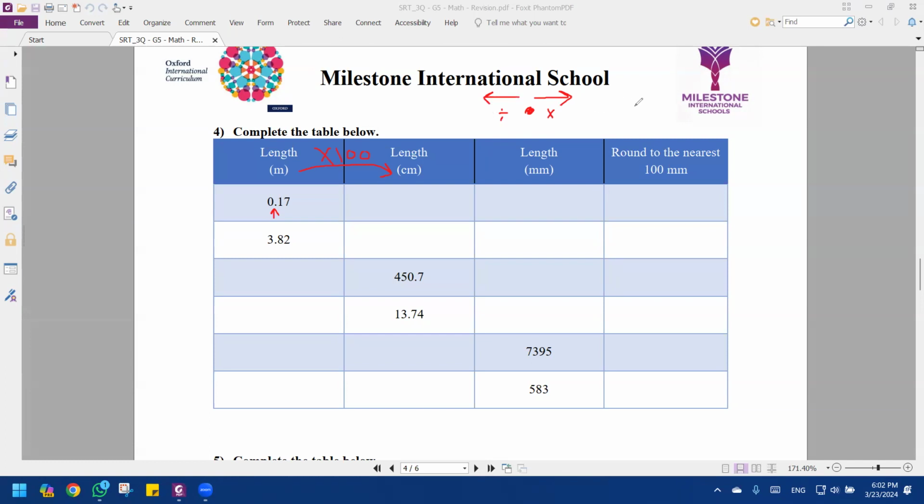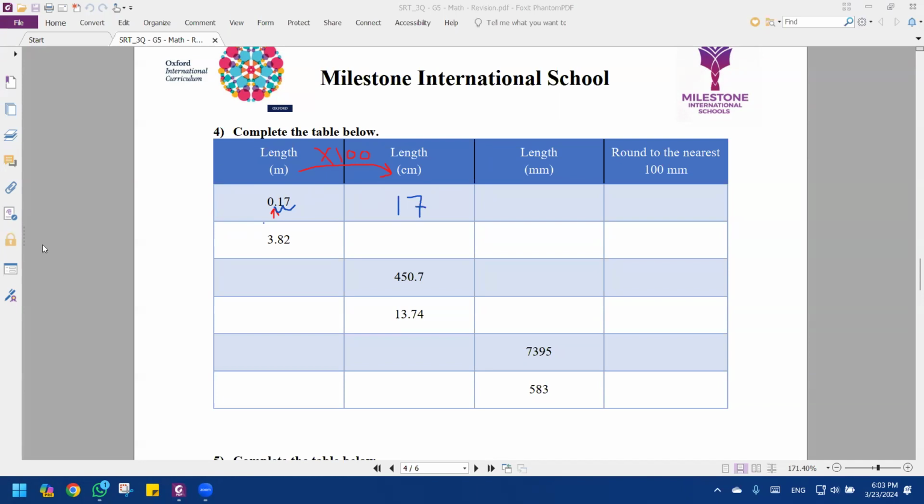Now, how many steps? If it is 10, how many zeros do we have? 1. So it's 1 step. If it is 100, how many zeros do we have? 2. So it's 2 steps. So that's what I need to do. Now here it's multiplication, so I should move the decimal point to the right. How many steps? Times by 100, 2 steps. 1 step, 2 steps. So as you know, the decimal point now is out. If it goes to the right till the end, it's out. But we cannot make it out from the left, only from the right side. So I move it 2 steps, the decimal point is out, so it's 17 centimeter.